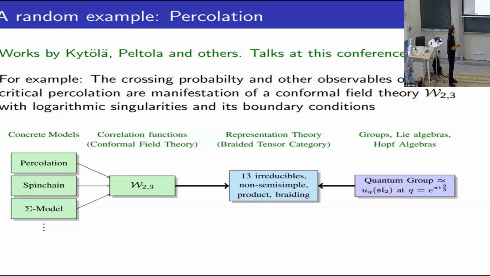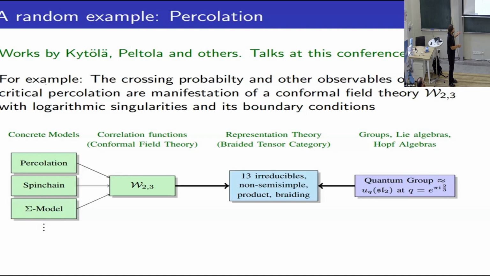And if you now just look at the representation theory, there's a certain number of irreducibles. It's non-semi-simple. There's a certain tensor product, which is not so easy as in the last example. There is a braiding, measuring the multivaluedness of these functions. And this is a complicated object, this category. It's a complicated thing with many information.